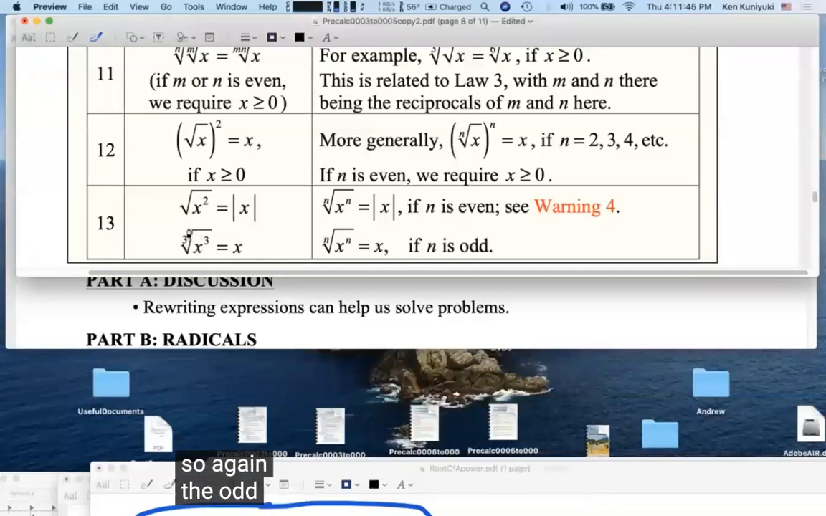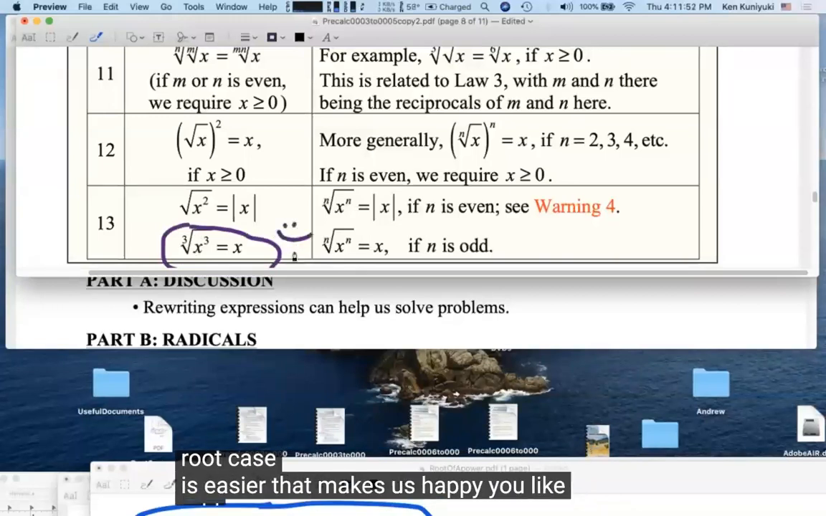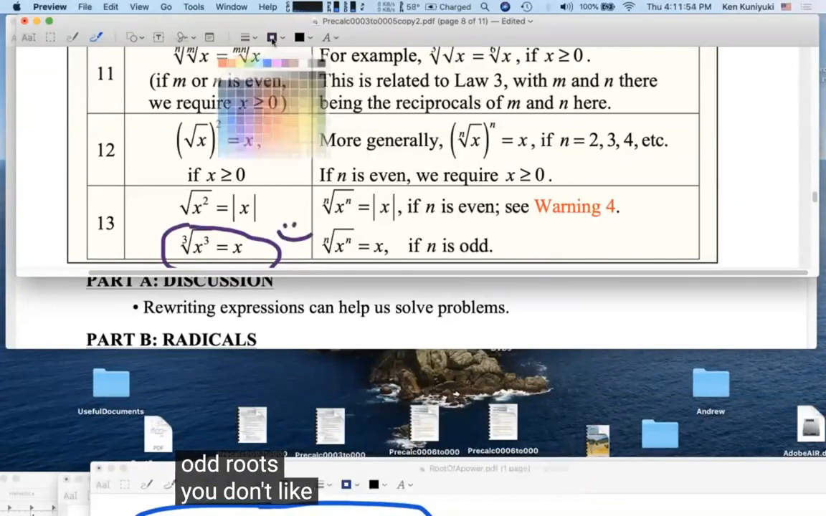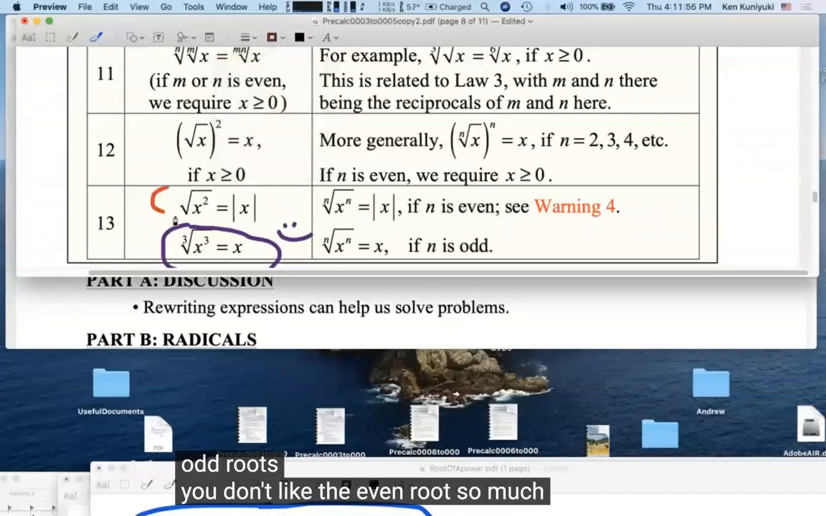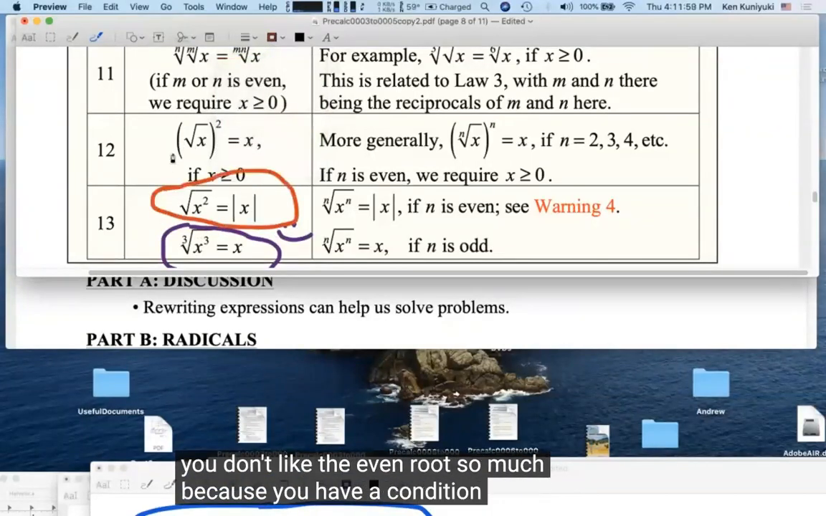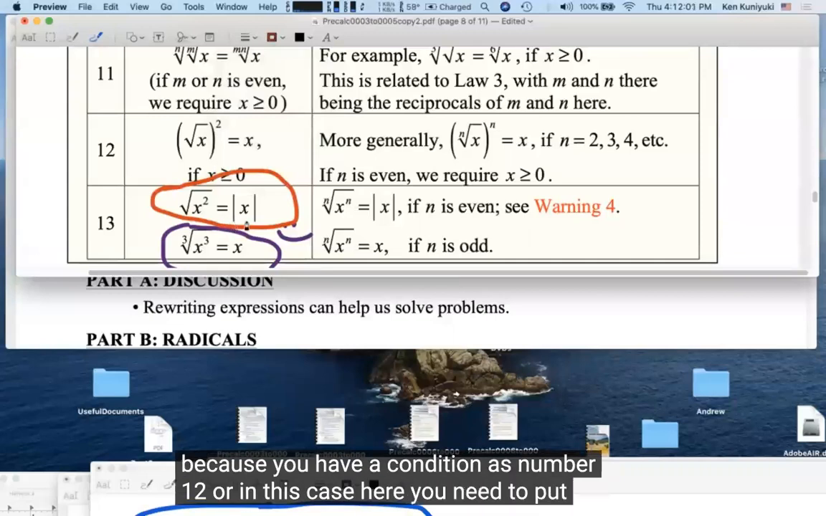So again, the odd root case is easier. That makes us happy. You like odd roots. You don't like the even roots so much because you have a condition, as in number 12, or in this case here, you need to put absolute value.